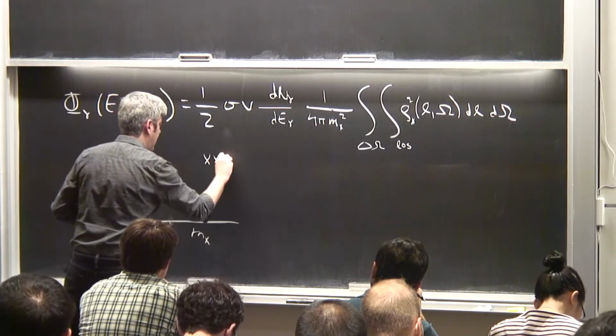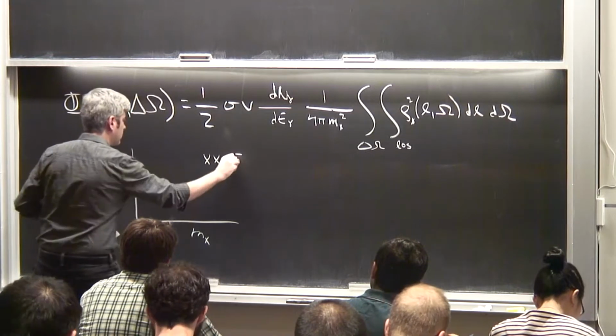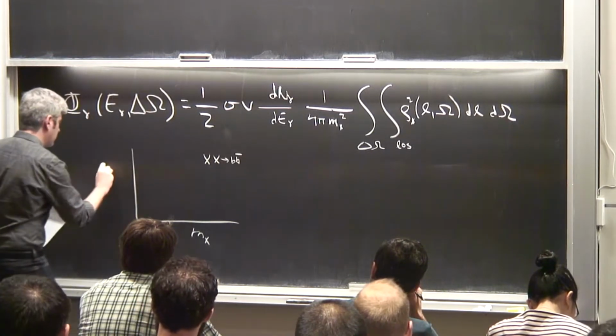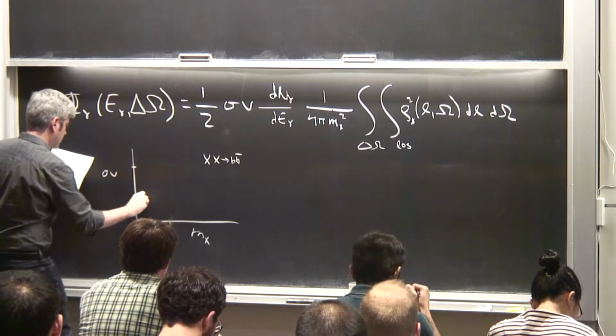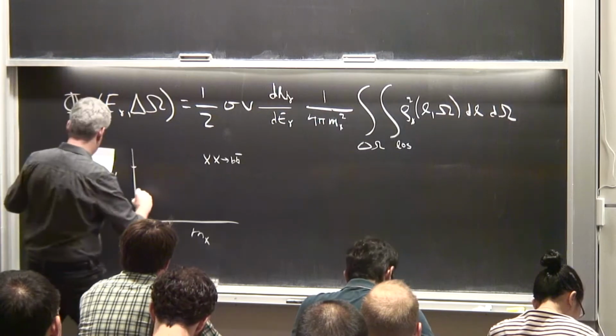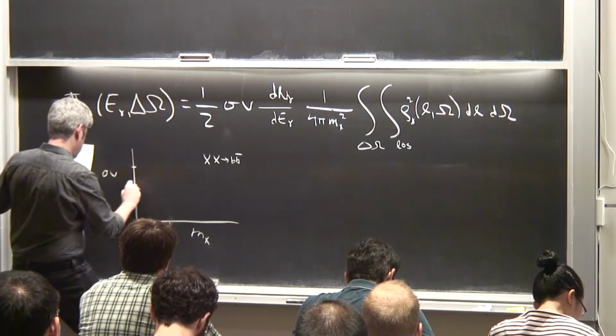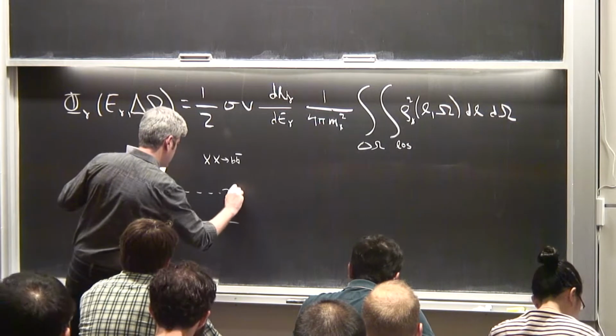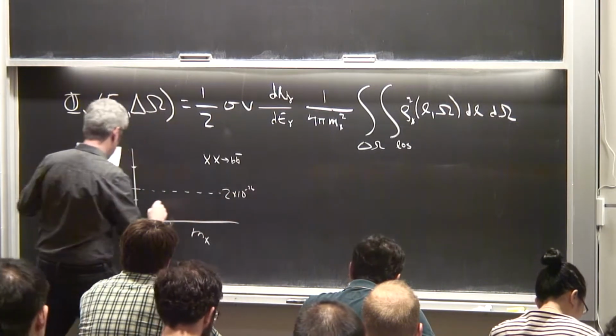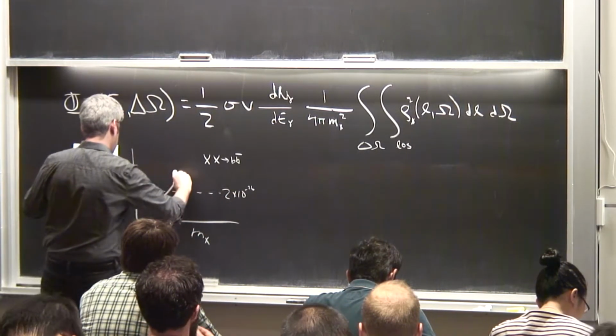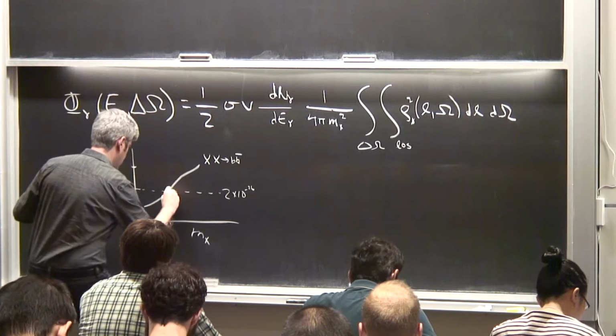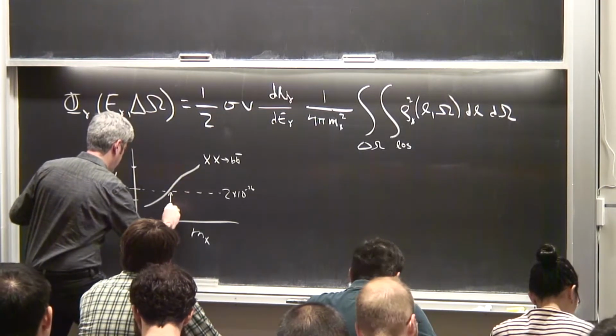For the specific case of dark matter that's annihilating to bottom quarks, and you could have done many other things, you get a constraint. Here's the thermal, 2 times 10 to the minus 26. Something like this, where the crossing point is right around 50 GeV.